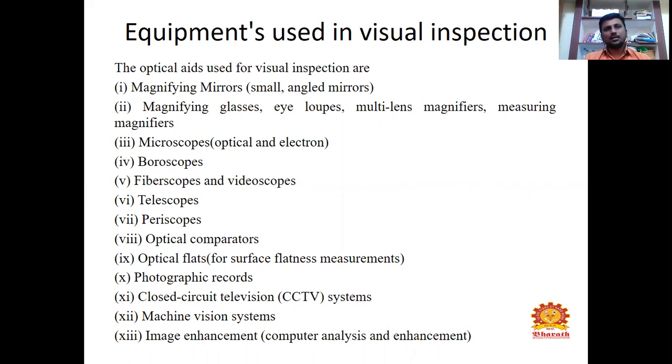We cannot tell it clearly, because I already said that the visual inspection method has some restrictions. Okay, then photographic records, then closed circuit television, CCTV systems, are also used in visual inspection. Nowadays we are using CCTV mostly. Then machine vision system. Two or three slides before we saw what machine vision system means and how we are using it in NDT. Then image enhancement and computer analysis are used for that. Those are the equipment used in visual inspection.